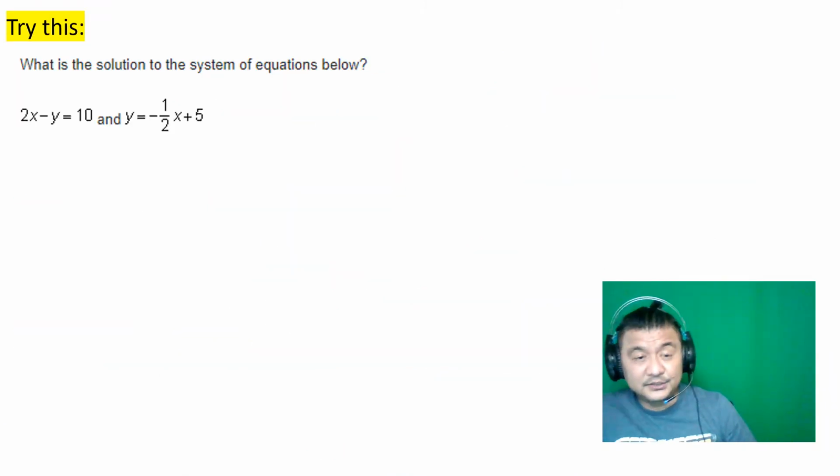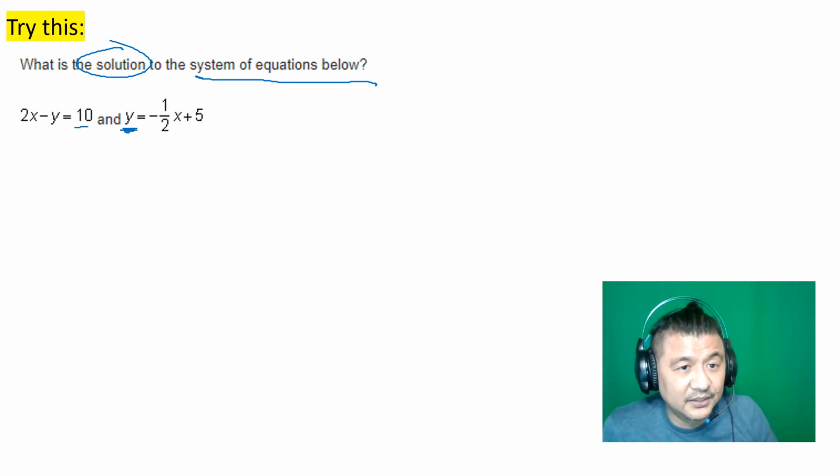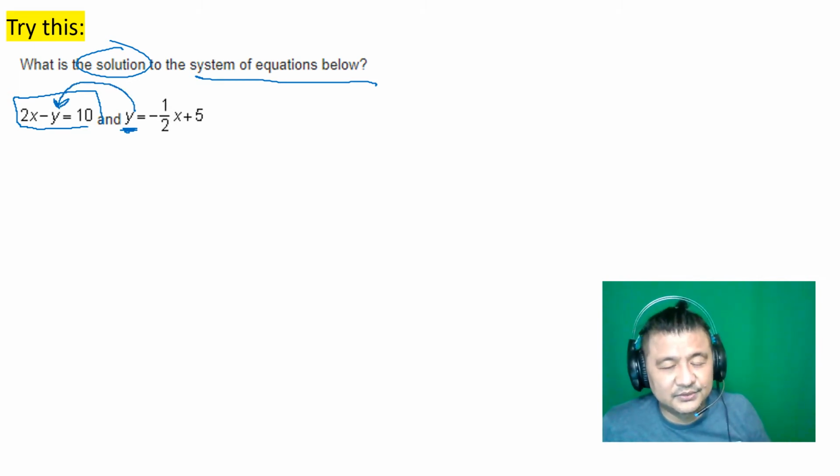Now let's try this ingenuity problem. What is the solution for this system of equations? Okay, guess what? The y is alone. That will help us even if this y is not alone. All right. So what can I do? I can now substitute y over there. All right. So let's write down the equation.